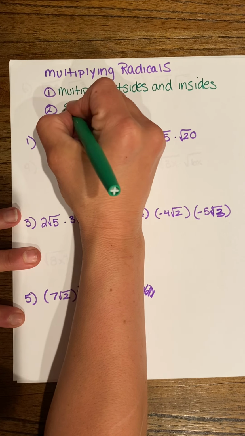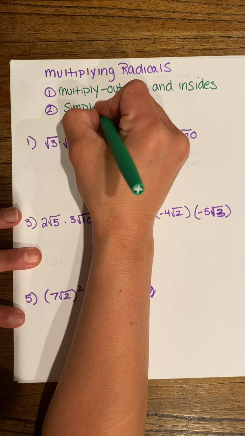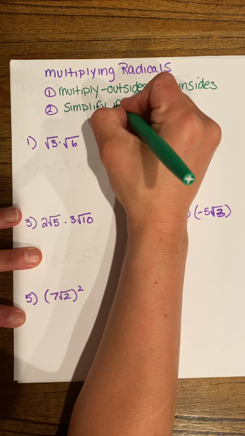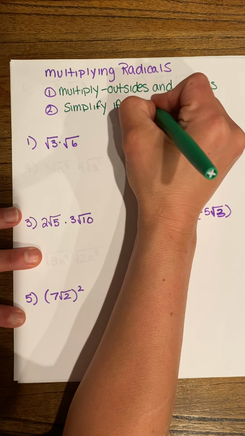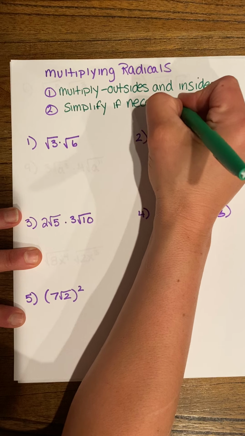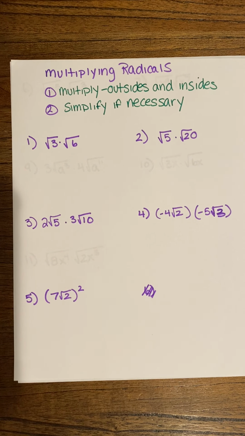And then you're going to simplify if necessary. You might not even have to simplify. So first we multiply, then we simplify. So still two steps, but we're just going to switch up that order. Okay, so here's what I mean.